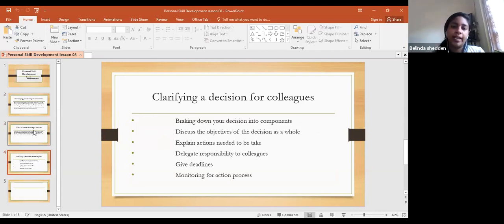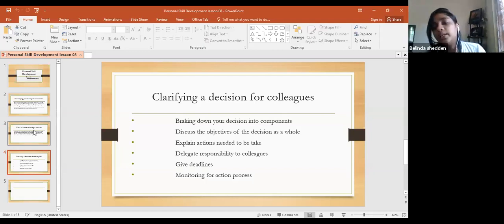Next, I want to talk about clarifying a decision for colleagues, right? This you have in your workbook, right? It's page number 286. If you have workbooks, you can just turn to it and see. 286. So, clarifying a decision for colleagues.